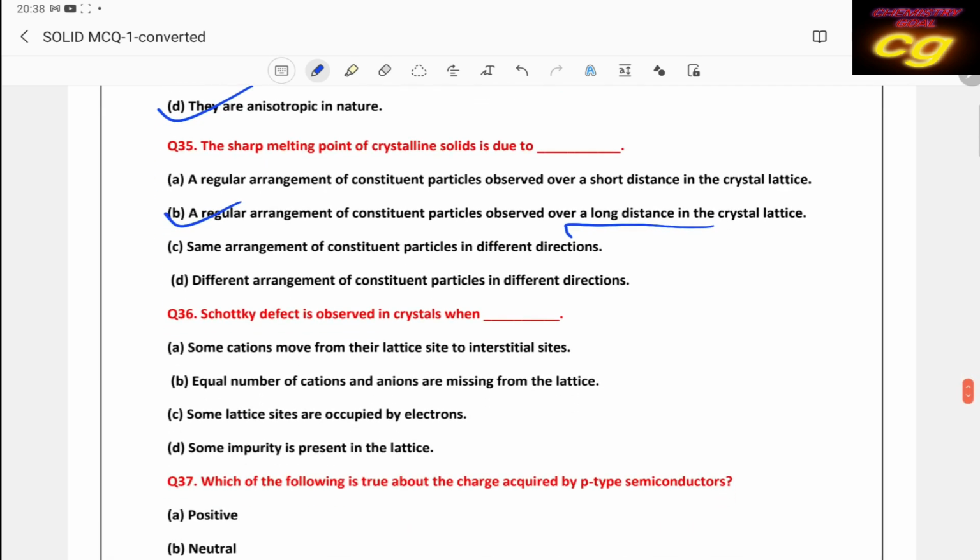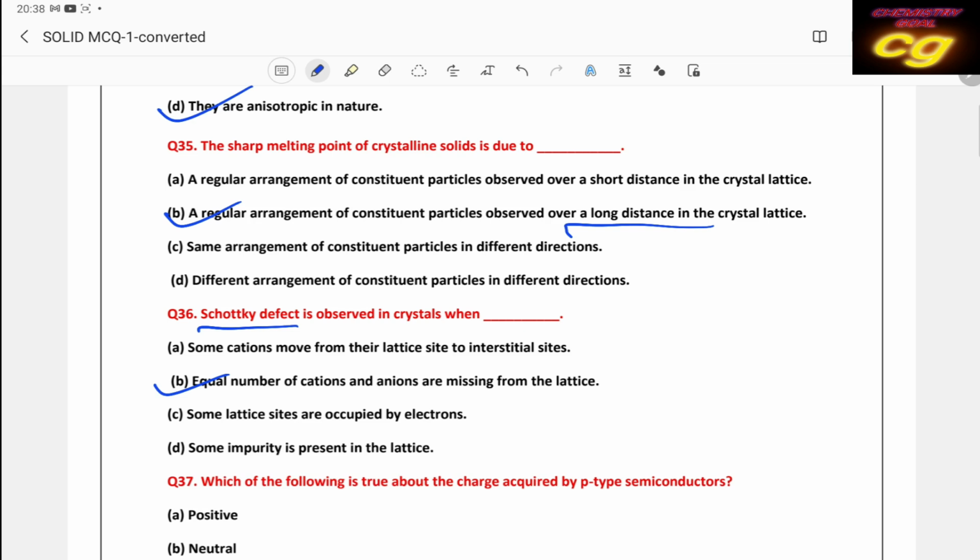Schottky defect is observed in crystal when? Schottky defect is observed in crystals when some cations move from their lattice sites to interstitial sites, or equal number of cations and anions are missing from the lattice. This is the Schottky defect, and this is the correct answer.